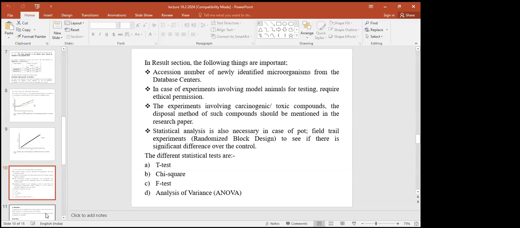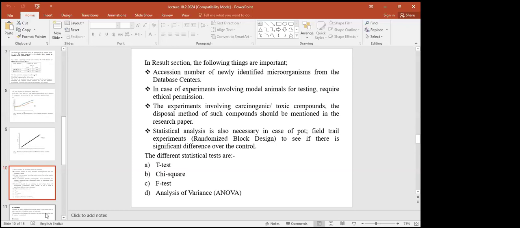If your work involves a pot experiment or field experiment, you need to keep the sample under control. You have to see how much significant difference there is between the sample and the control, how good your sample is when you compare it with the control. It might be good, or it might be at par. At par means it is at the same level; sample and control can be almost the same.